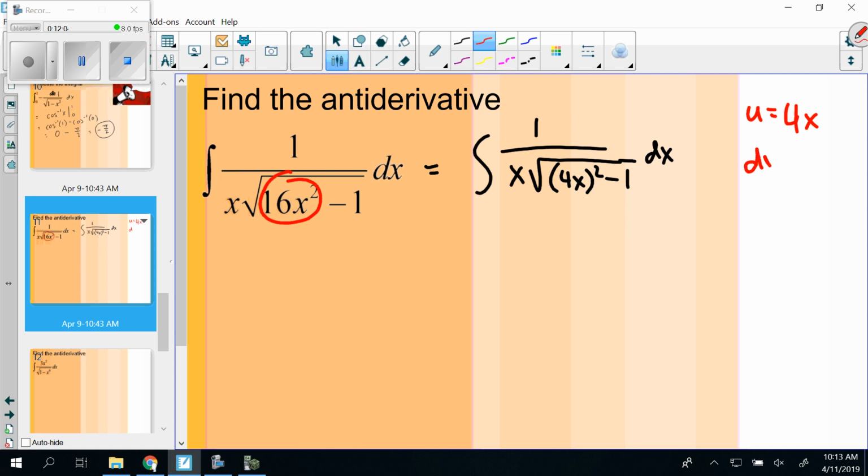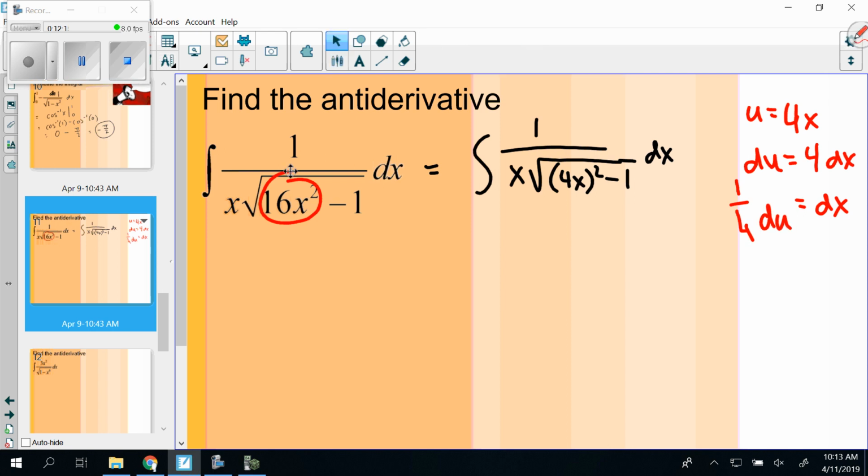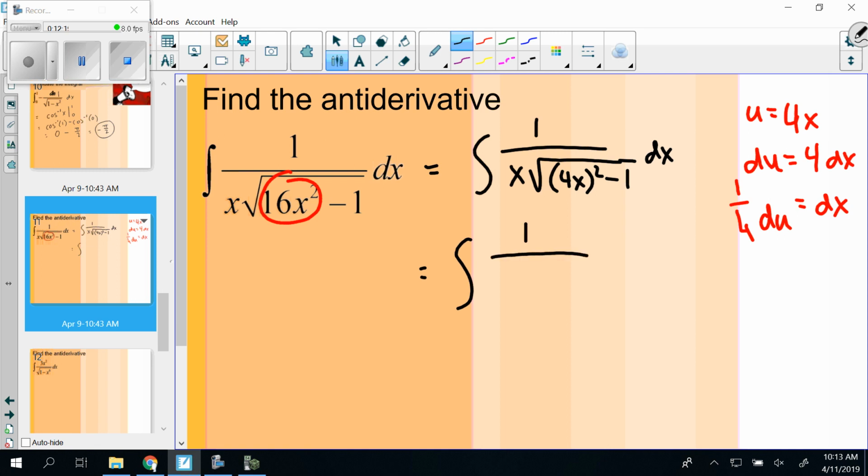But that also means our derivative here is 4dx, or when we substitute this in, there's going to be an extra 1/4 here. So let's make that substitution now. So if we substitute, we get 1 over x. This is going to become u squared minus 1. If we substitute in for dx, this is going to be du with the 1/4 on here.